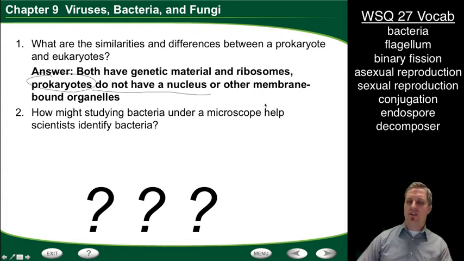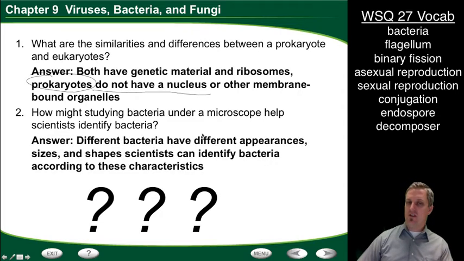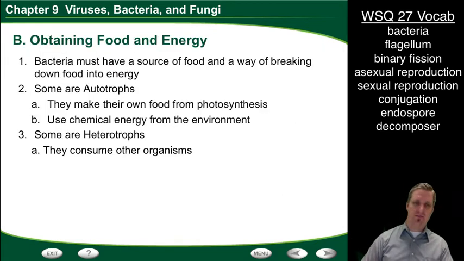How might studying bacteria under a microscope help scientists identify bacteria? Well, what did we learn? We just talked about the bacteria. One of the ways that we define them is by their shape. They have different appearances, different sizes, different shapes. And so scientists under a microscope can identify bacteria according to these various characteristics.